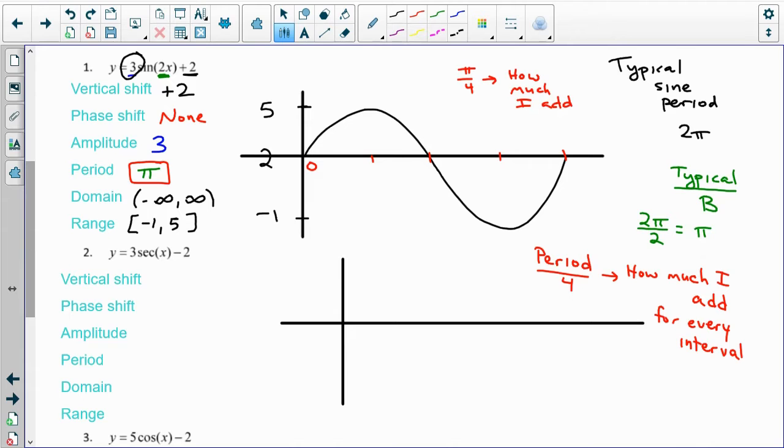So I started at 0, and then I'm going to add pi over 4 every time. So I'm at 0, then pi over 4, then 2 pi over 4, which I can reduce to pi halves, then 3 pi over 4, then 4 pi over 4, which I can reduce to pi. So I have now graphed my first sine function.